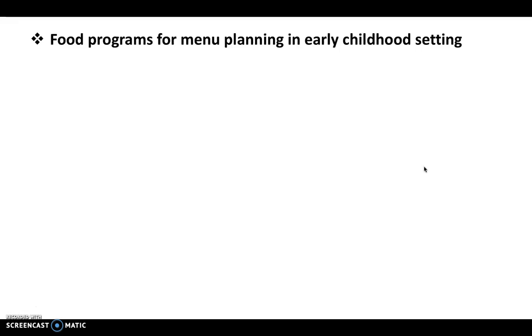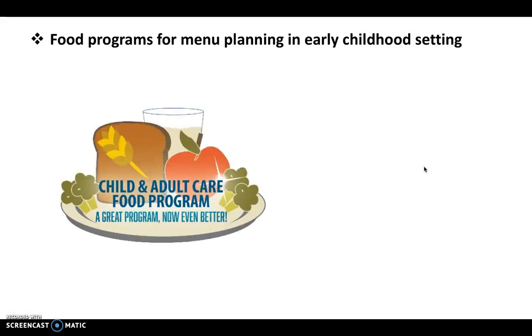It is necessary for teachers in early childhood to assess food programs for a good template of menu planning. The Child and Adult Care Food Program is the most popular one. It's a type of United States federal assistance provided by the United States Department of Agriculture, with the goal of improving the quality of life through providing good nutrition resources to people.